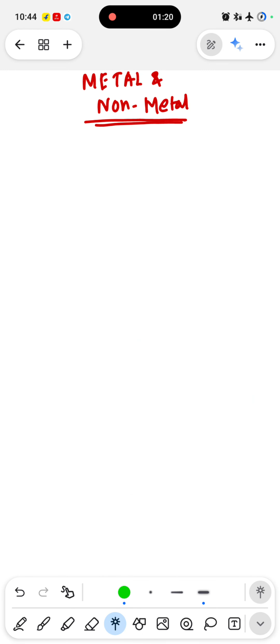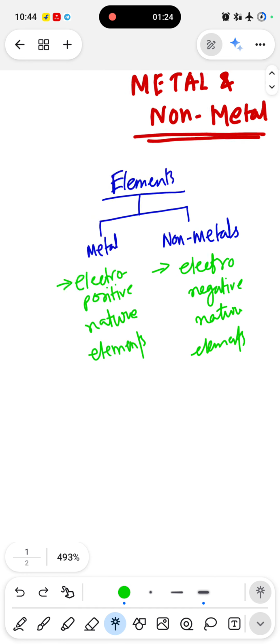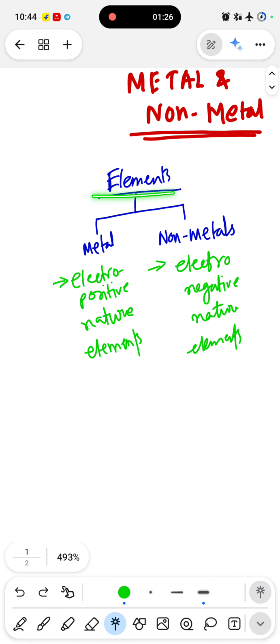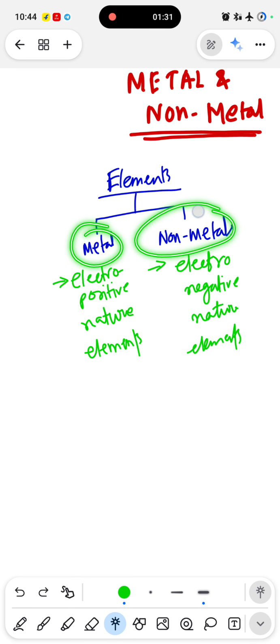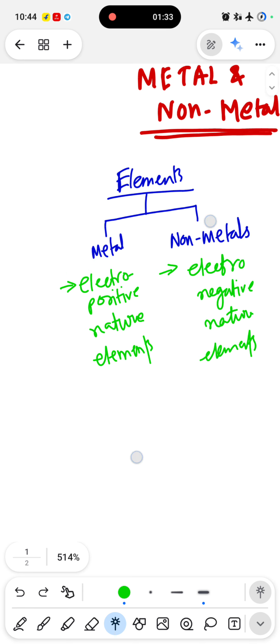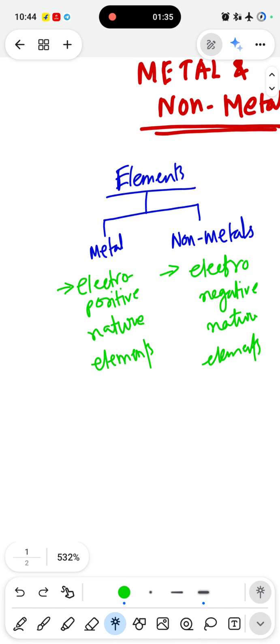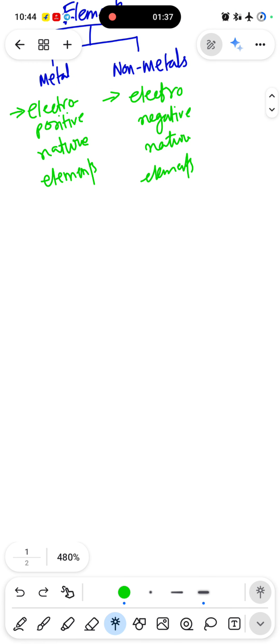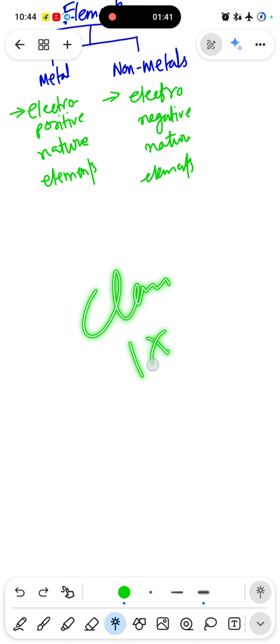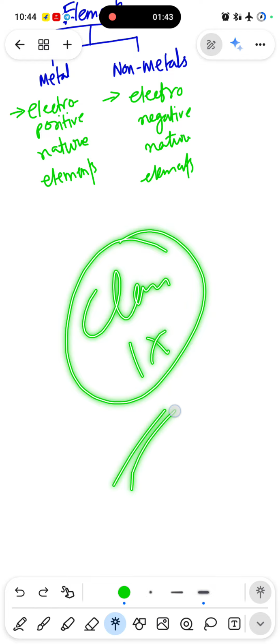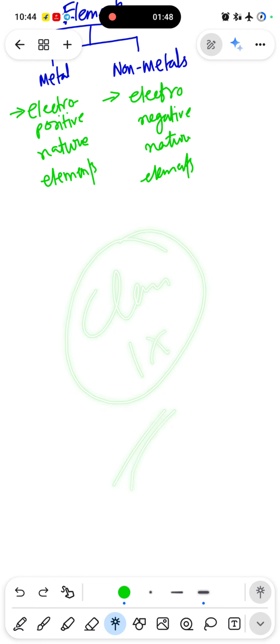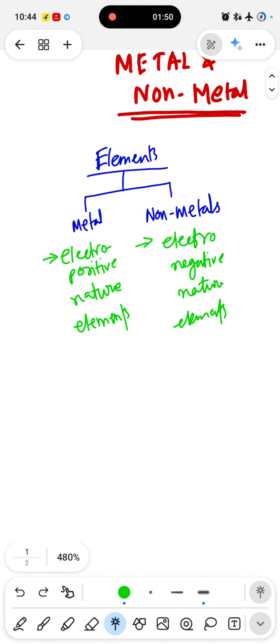So let's begin with basic things, that's elements. So what are elements? We know that elements could be classified as metals and non-metals. So what are metals? Before starting the video I am assuming that you have studied class ninth completely properly, and even if you haven't, it will be okay. I will help you from basics to advanced.